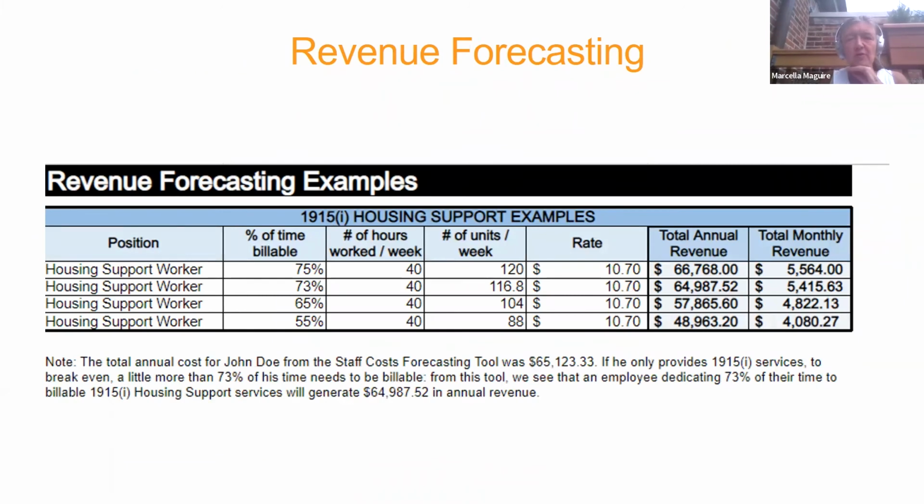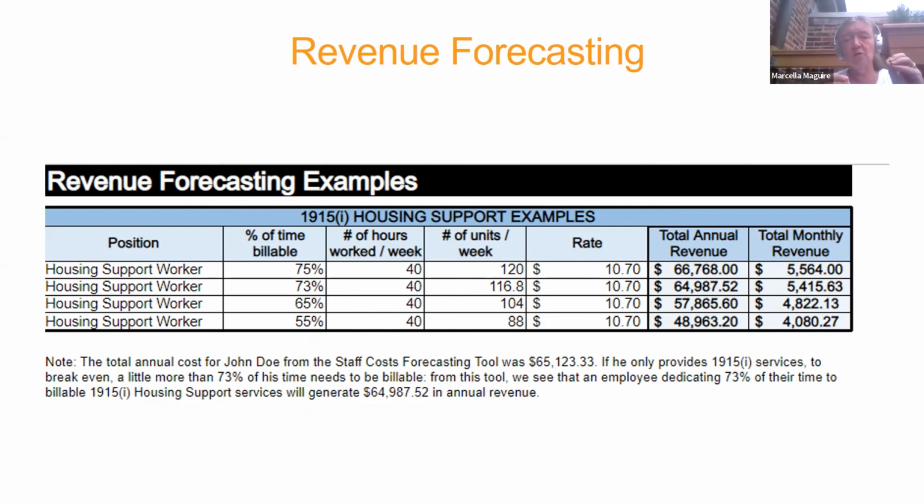And then when you get to revenue forecasting examples, here's what we have as well. Your position is housing support worker, peer navigator, training for caregiving, whatever that role is. How much time do you estimate is going to be billable? This is where you take your time study. You say, oh, it looked like on average 50% of our time was billable, 80%, not 80, 30% of our time was billable. You're in a rural area and you're moving between houses, et cetera. But whatever that number is, how many hours are they working a week? How many units of service does that generate?